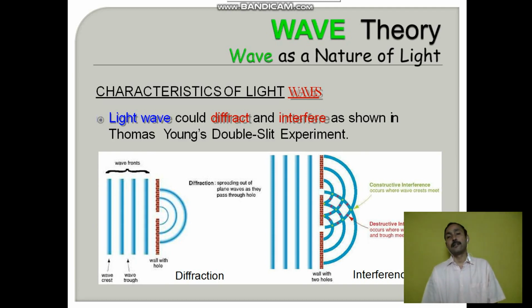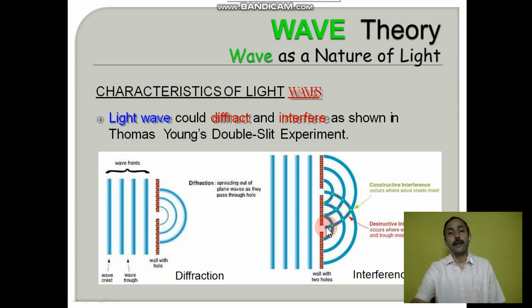Light waves can diffract and interfere, as shown. When light is falling on sharp edges, there is spreading of plane waves as they pass through the hole. The blue one is the wave crest, and the white one is the wave trough. This is the diffraction, and these are the wave fronts.